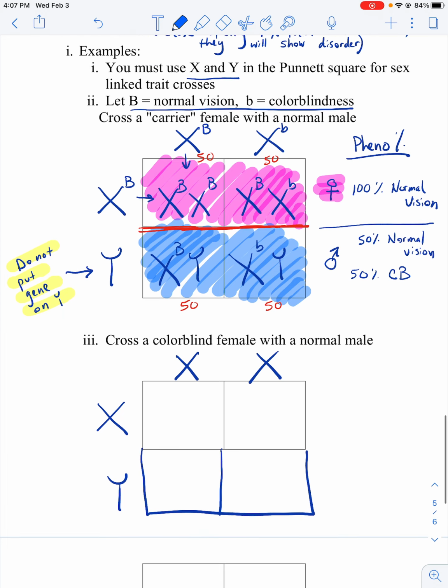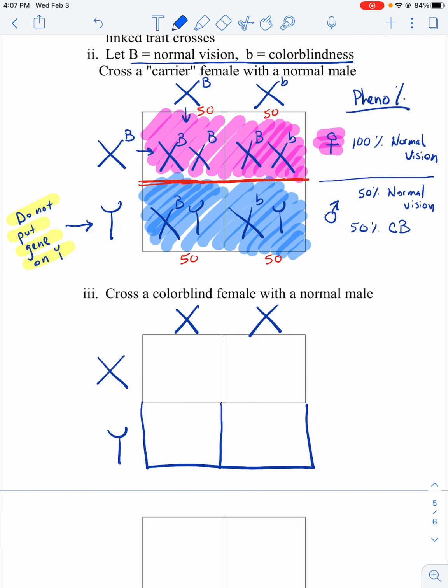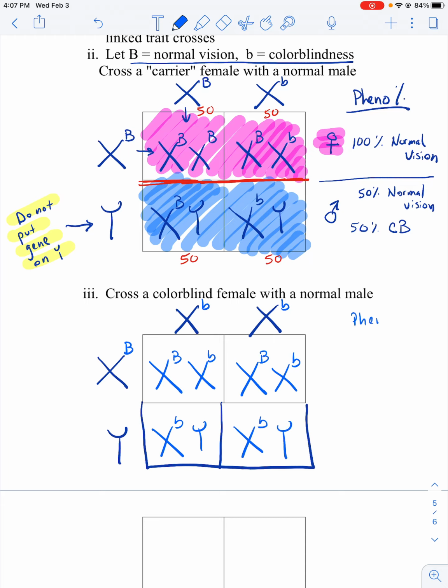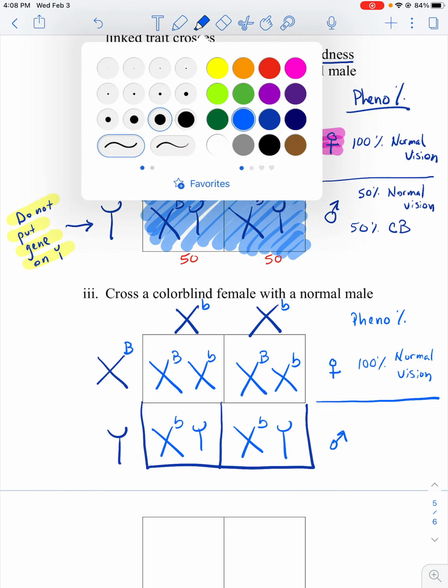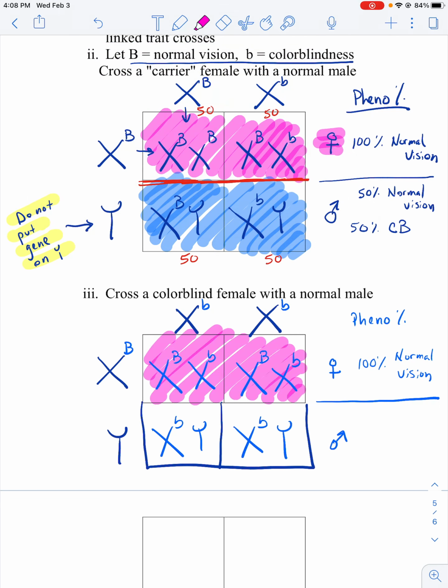The problem below is crossing a colorblind female with a normal male. So a colorblind female is going to be X little b, and a normal visioned male is going to be X big B, Y. Again, remember, do not put a gene on the Y chromosome. You're also going to make sure you put the capital B before the lowercase b. We're just going to do phenotype percentages. We're going to break it down by female offspring and male offspring. And in this case, all of our daughters are going to be normal vision. And all of our sons are going to be colorblind.